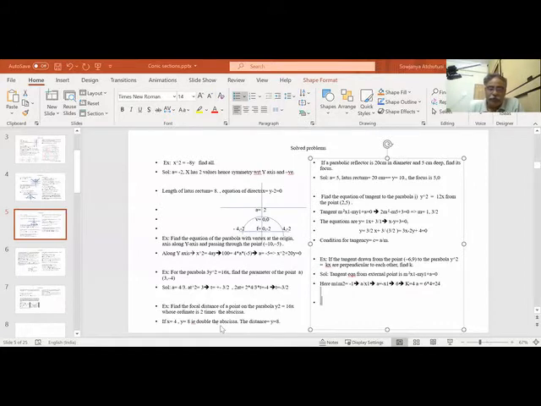So we want to find the focal distance of a point on the parabola. The distance from a point on the parabola to the focus is equal to the distance from the point on the parabola to my directrix. So here y is 8.